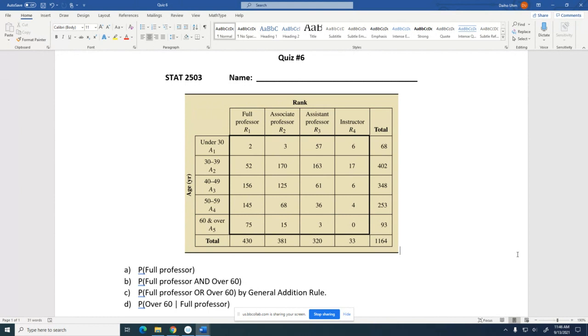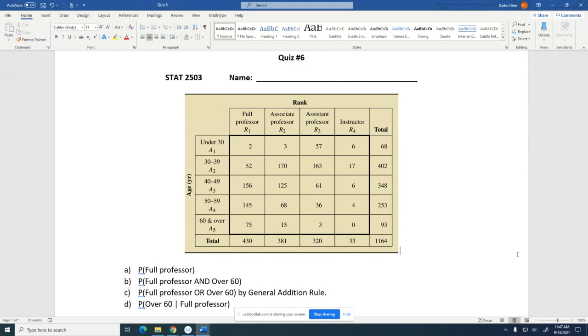How many full professors? Full professors is marginally 430 out of 1164. And now this part B is the joint probability, right? Full professor and over 60. How many? Jointly 75 out of 1164.